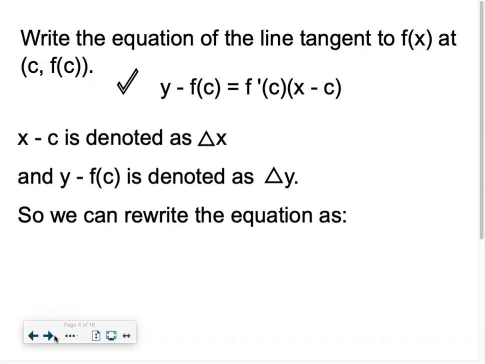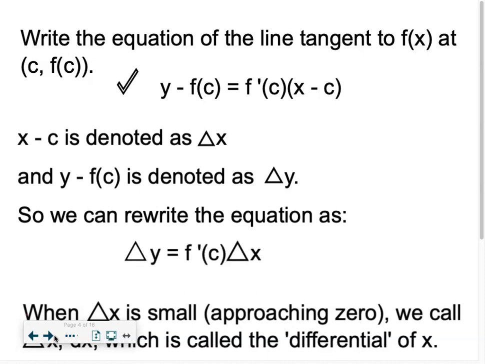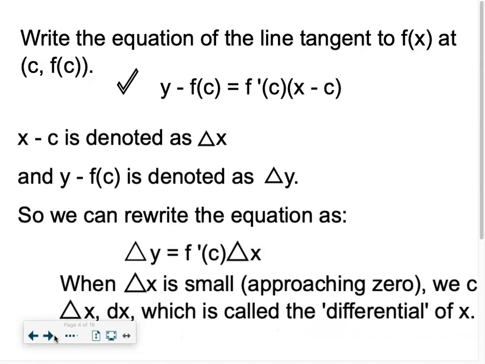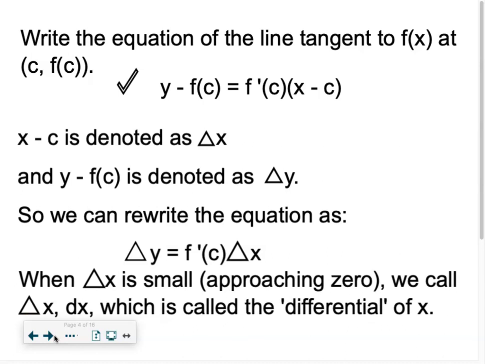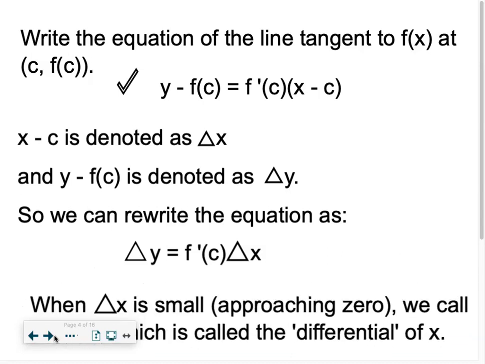x minus c is denoted as delta x. y minus f of c is denoted as delta y. So we could actually rewrite the equation as delta y equals f prime of c times delta x. Change in y equals f prime of c times change in x. Well, when delta x is super small, approaching 0, we call delta x dx, which is called the differential of x. So just think about it: if you divide by delta x, you get f prime of c equals delta y over delta x. Really, you want that delta x to be super small.